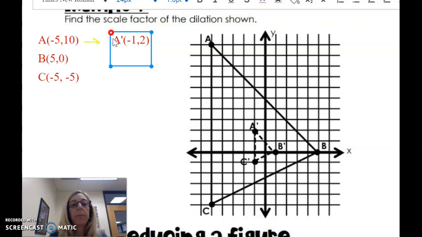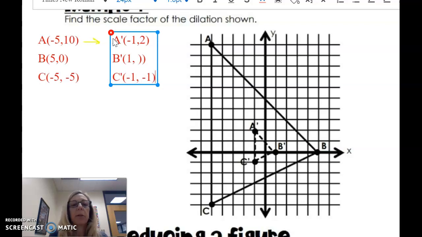B prime is now at 1, comma 0. And C prime is now at negative 1, comma negative 1.